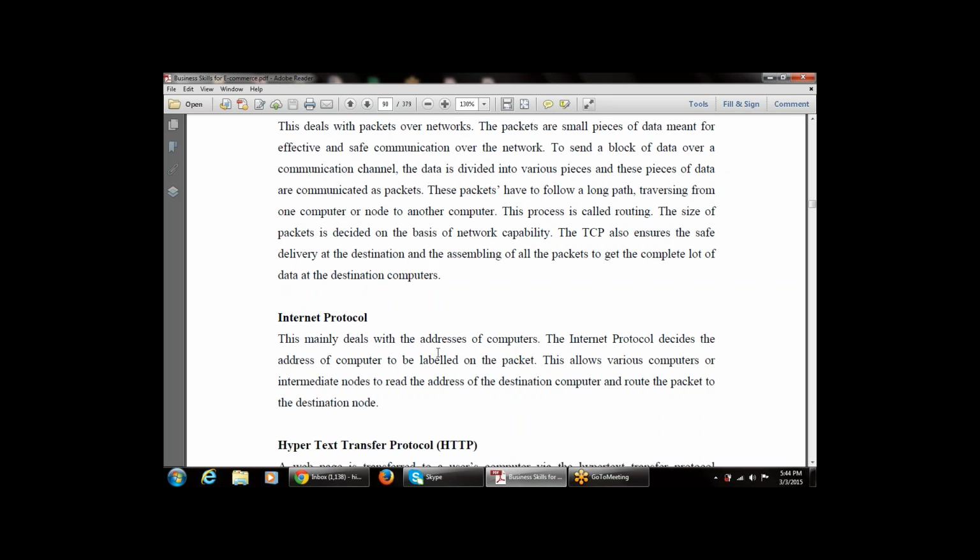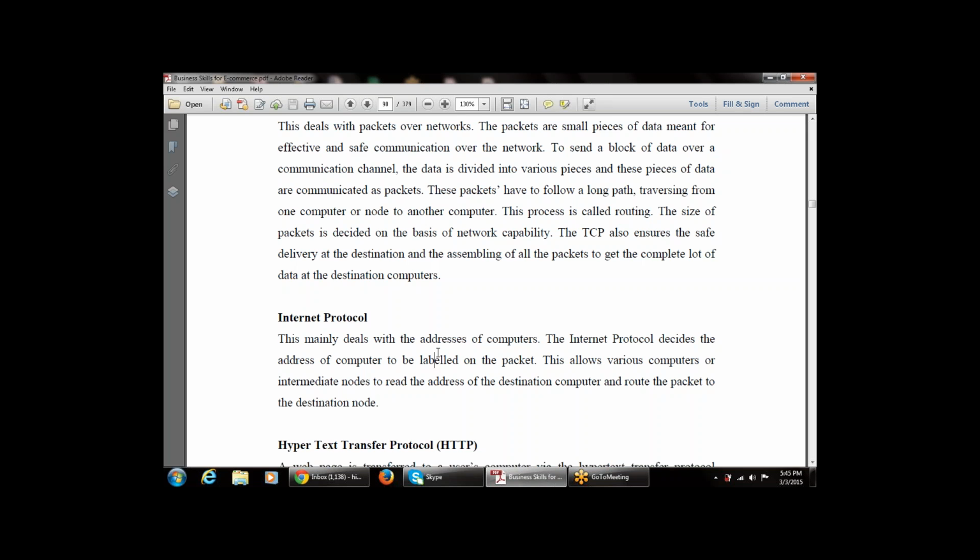So whenever I say packet, it is of two parts: one is the header, one is the data. The header contains the IP address of the receiver only, and the data contains the data that is to be sent to the receiver. So the Internet Protocol decides the address of the computer to be labeled on the packet. It is the responsibility of the IP to fit the address of the receiving end on the packet.